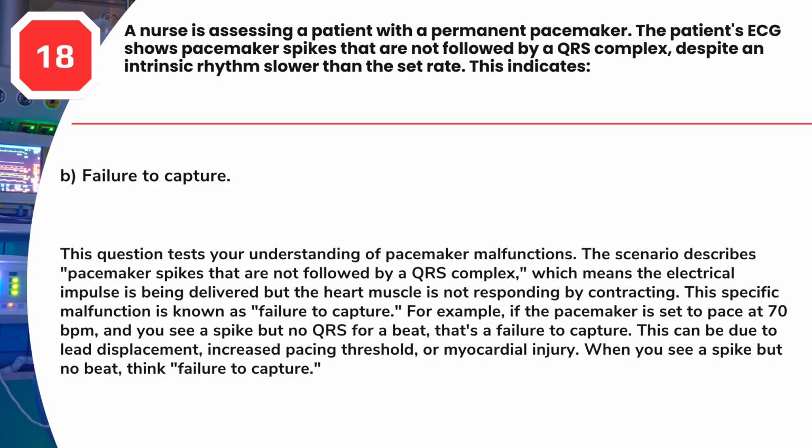This question tests your understanding of pacemaker malfunctions. The scenario describes pacemaker spikes that are not followed by a QRS complex, which means the electrical impulse is being delivered but the heart muscle is not responding by contracting. This specific malfunction is known as failure to capture. For example, if the pacemaker is set to pace at 70 BPM, and you see a spike but no QRS for a beat, that's a failure to capture. This can be due to lead displacement, increased pacing threshold, or myocardial injury. When you see a spike but no beat, think failure to capture.